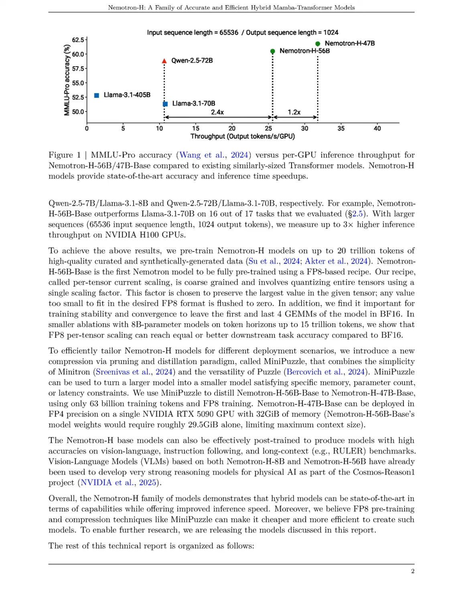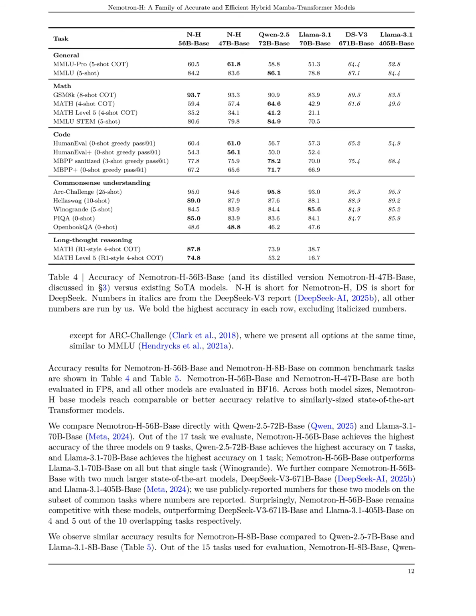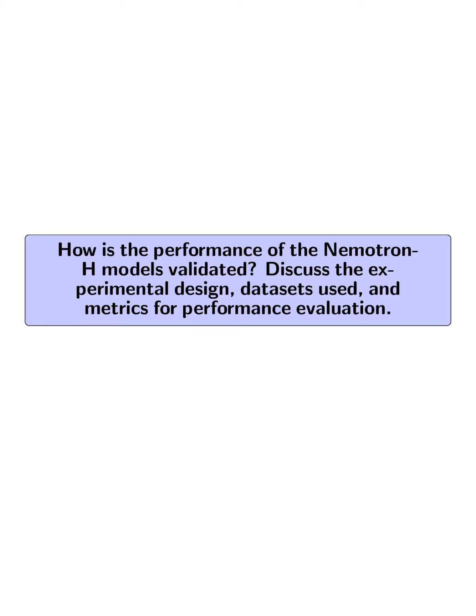Overall, these improvements enable Nemotron-H models to generate output tokens significantly faster, 4 times more than Qwen 2.5 72B and Llama 3.1 70B, and 19.6 times more than Llama 3.1 405B, demonstrating their superiority in both speed and computational resource utilization. How is the performance of the Nemotron-H models validated? Discuss the experimental design, datasets used, and metrics for performance evaluation.